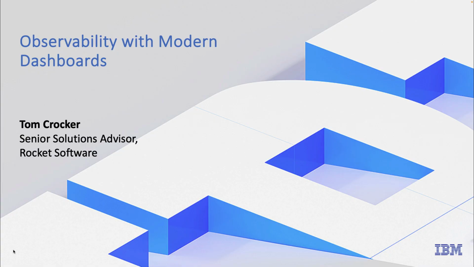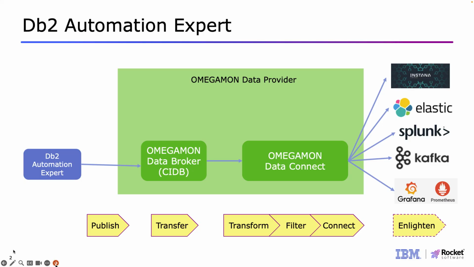IBM Db2 Automation Expert provides observability into the state and activity of your Db2 objects. As you can see in the diagram, it utilizes a Megamon data provider to deliver the data to the dashboard provider of your choice. Db2 Automation Expert provides the method that will extract the data to deliver the real-time statistics to a Megamon data provider at a time and frequency of your choosing.